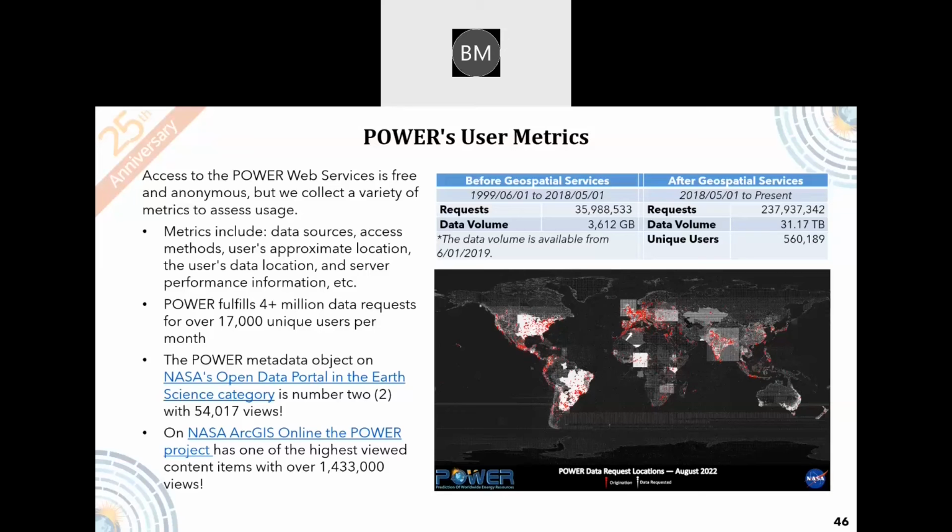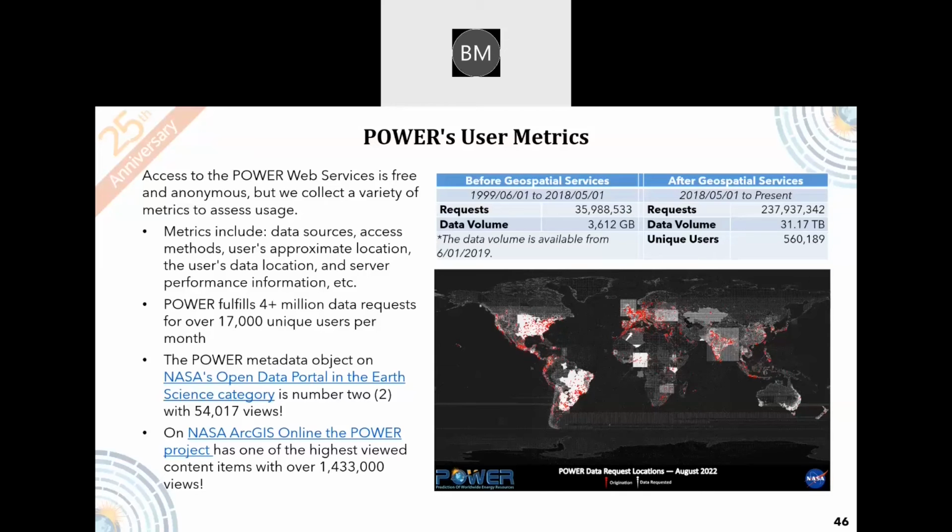But our users, by unique IP addresses, number 560,000, which is a lot of users globally. If you look at the bottom right map there, you can see, just for the last month, where our users are located in the red and where they're requesting data for in the white. This shows the dispersed data for different users, as well as where our users are located globally.